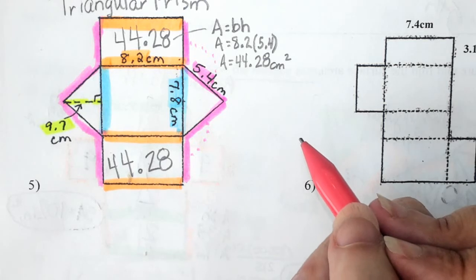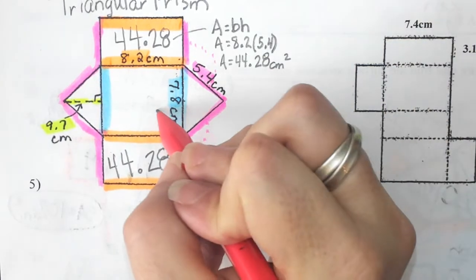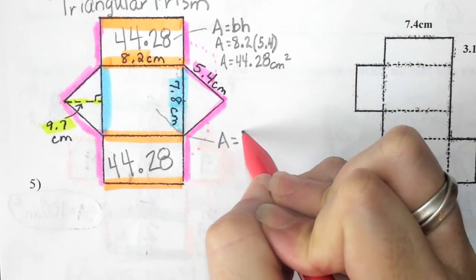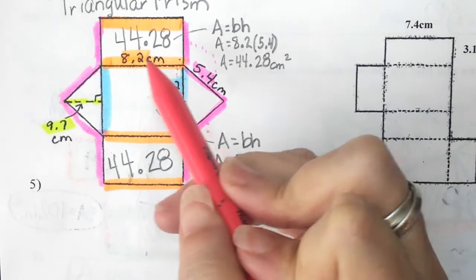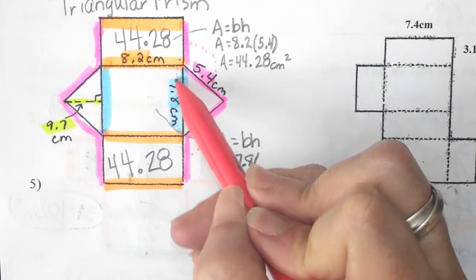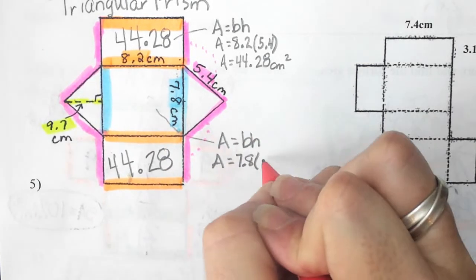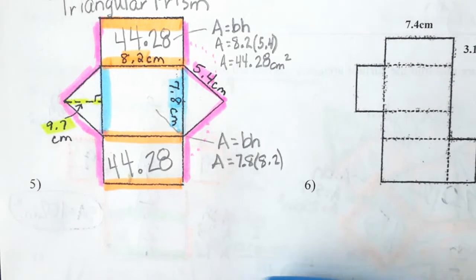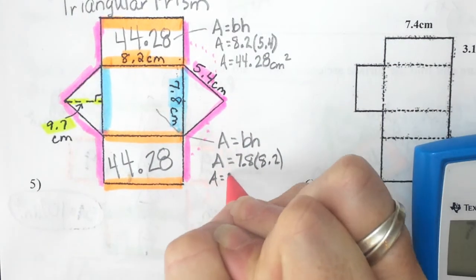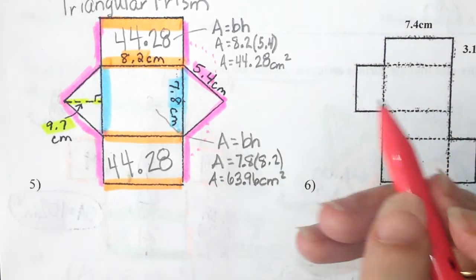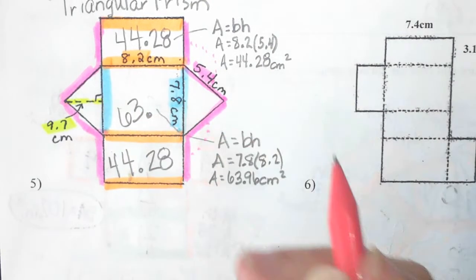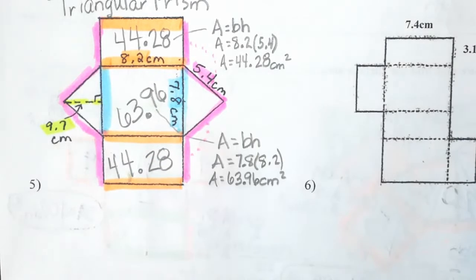The middle rectangle is what? What is that shape? And what numbers apply to it? 8.2. So 7.8 and 8.2. .96. Okay.